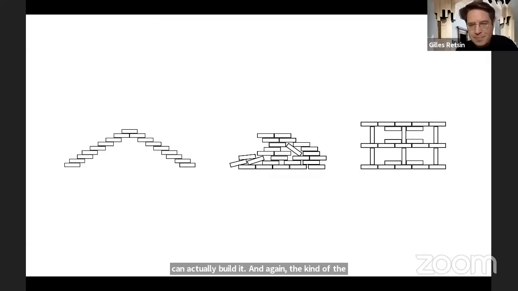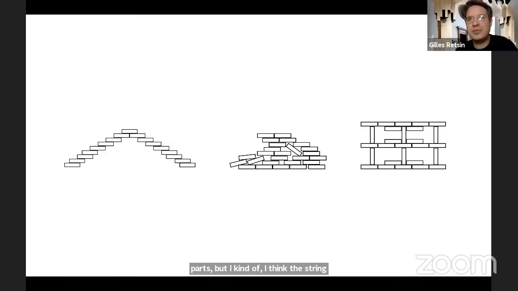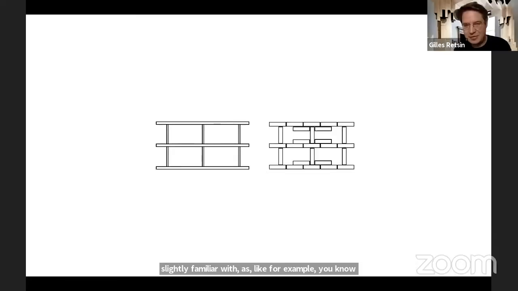that you could organize discrete parts purely with engineering logic, which would give you the drawing on the left. You could also just pile them randomly, which is what you would do in the middle. And those are actually two really logical ways of working with discrete parts. But I think the strange quality in the way that I work with those parts is that they're always articulating something that we're slightly familiar with, like for example, the slab-like Domino or other work. And it's this strange confrontation between what we know and what we don't know that generates its qualities.